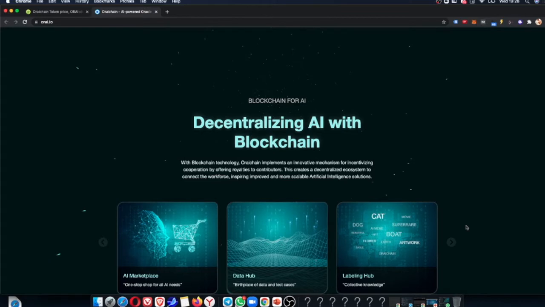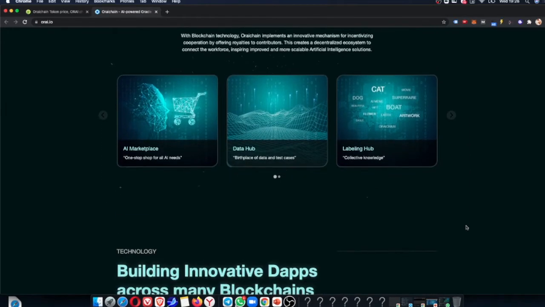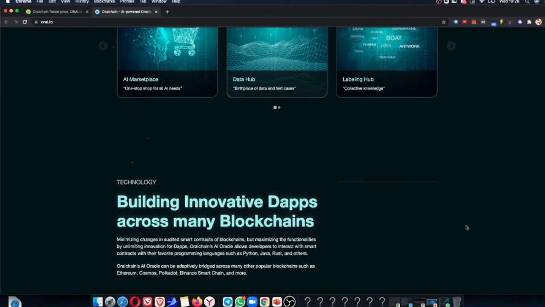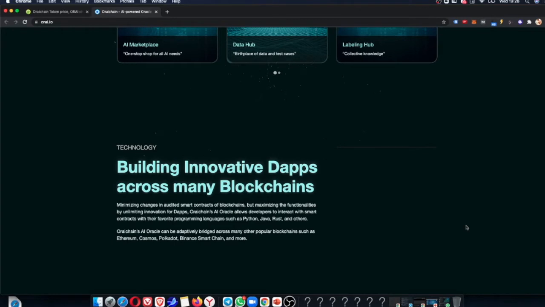And the whole decentralized ecosystem is going to be able to connect with the workforce. And this is going to hopefully inspire many people to improve a more scalable way of doing AI. So artificial intelligence solutions, basically. And that is what they are doing with Oraichain. And that's why there are so many reasons why I think this gem is going to do super well.